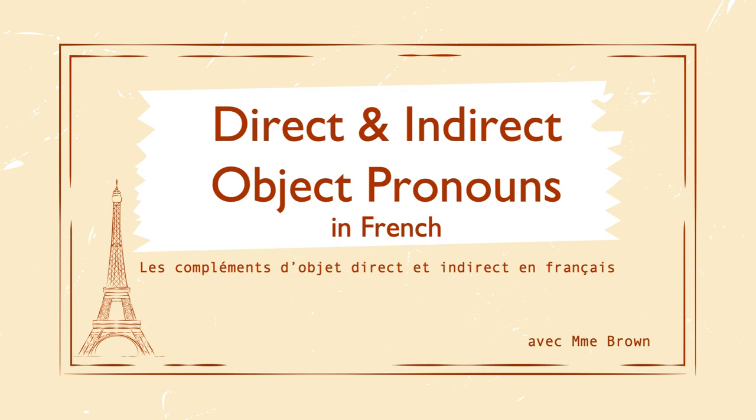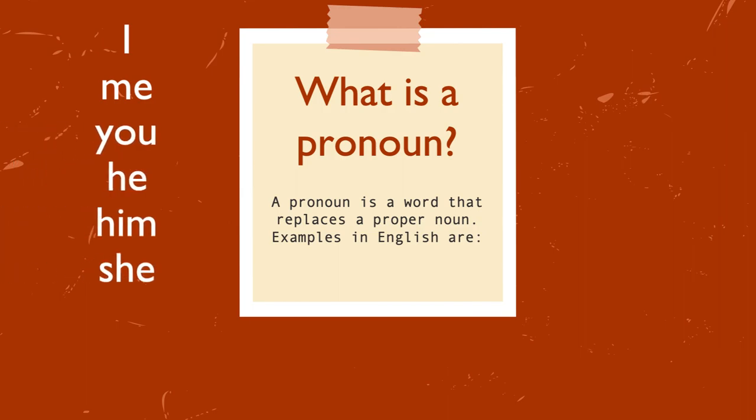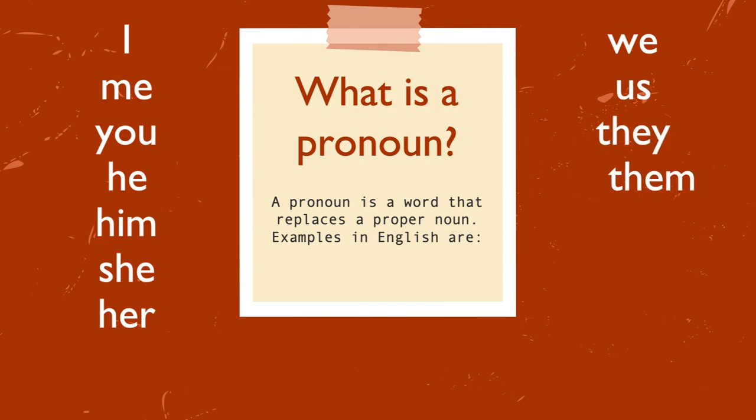C'est Madame Brown, and today we're going to talk about direct and indirect object pronouns in French, les compléments d'objet direct et indirect en français. First of all, what is a pronoun? A pronoun is a word that replaces a proper noun. Examples in English are I, me, you, he, him, she, her, we, us, they, them, it.